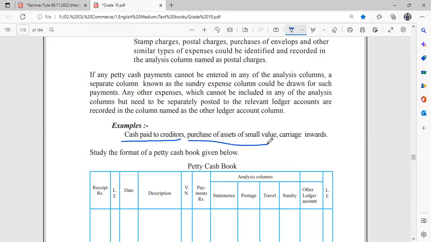Purchase of assets of smaller value, right? Carriage inward. Carriage inward means when we purchase stocks, we need to bear an additional expense to bring those stocks to the business place. We call it carriage inwards.